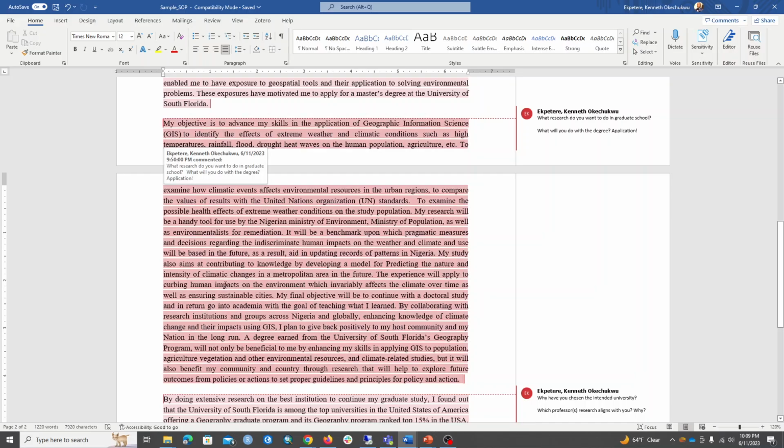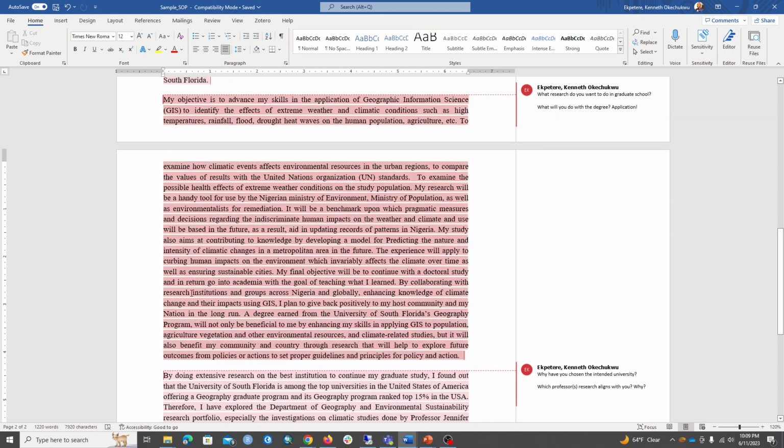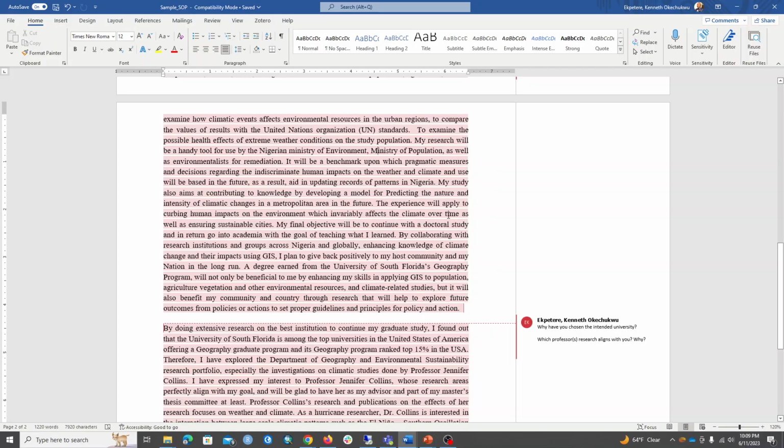The experience will be applied to curbing human impact on the environment, which invariably affects the climate over time, as well as ensuring sustainable cities. My final objective will be to continue with the doctorate study and in return go into academia with the goal of teaching what I learned by collaborating with research institutions and groups across Nigeria and globally, enhancing knowledge of climate change and its impact using GIS. I plan to give back positively to my host community and my nation in the long run.